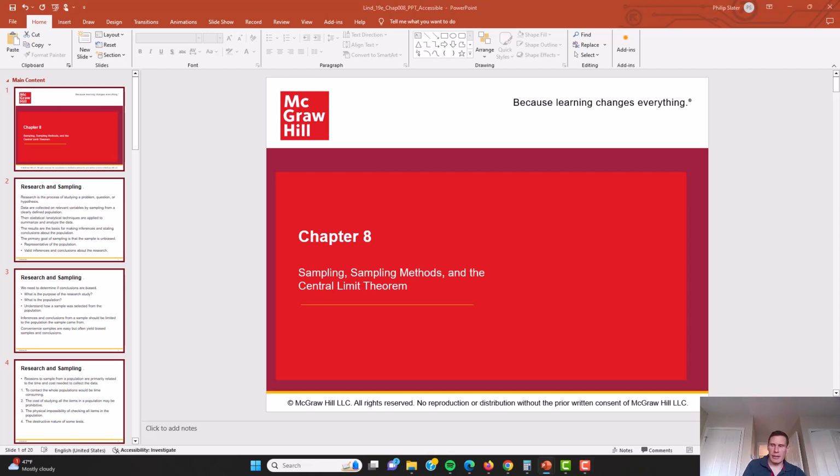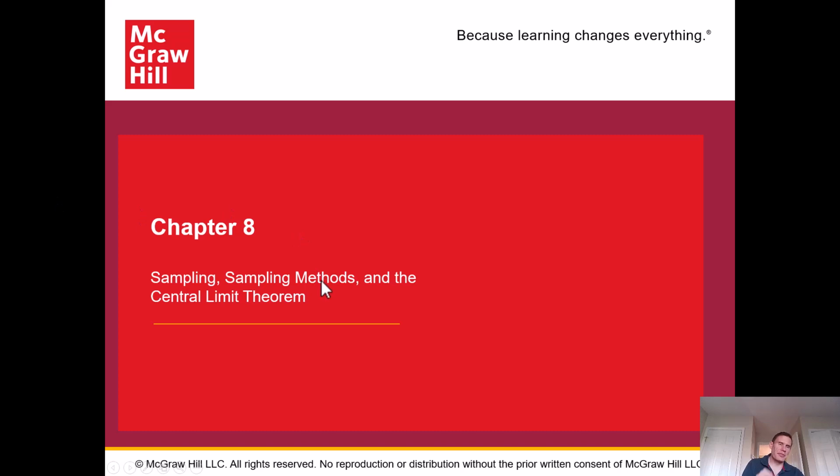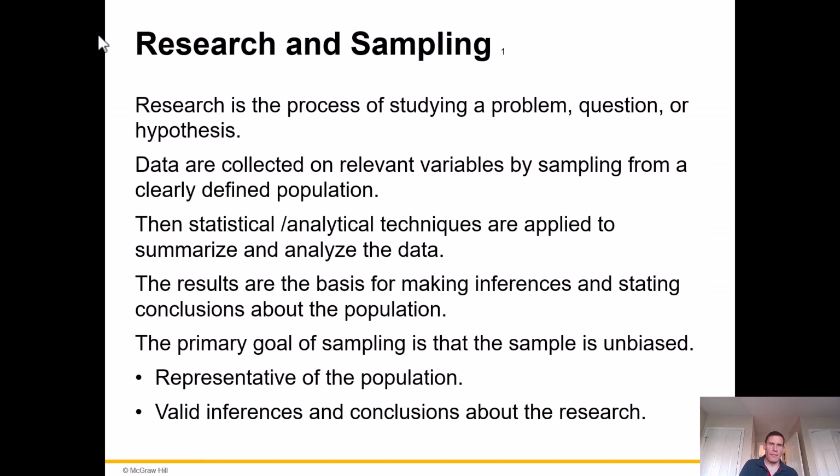So this is going to be a fairly brief video on sampling methods, and what is known in statistics as the central limit theorem. So let's start talking about research and sampling. So, research in the context of sampling. What is research?